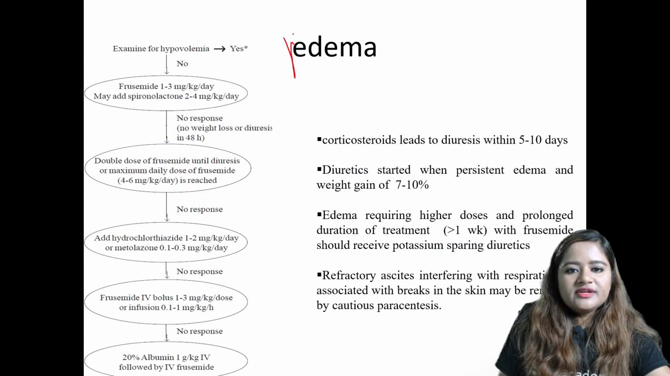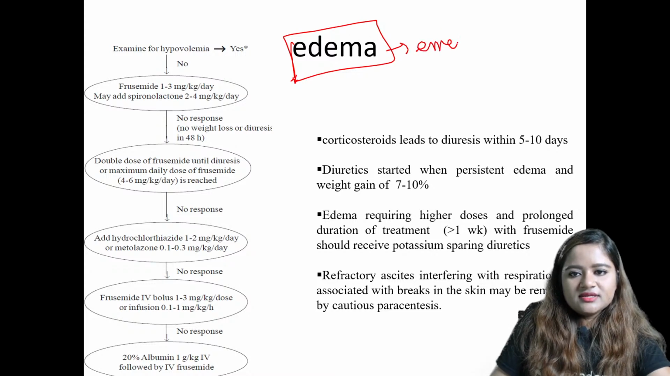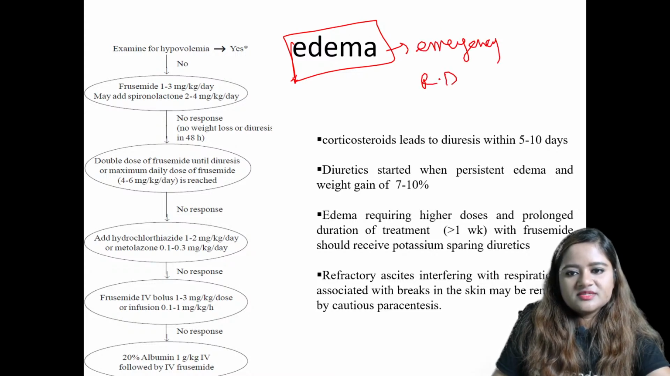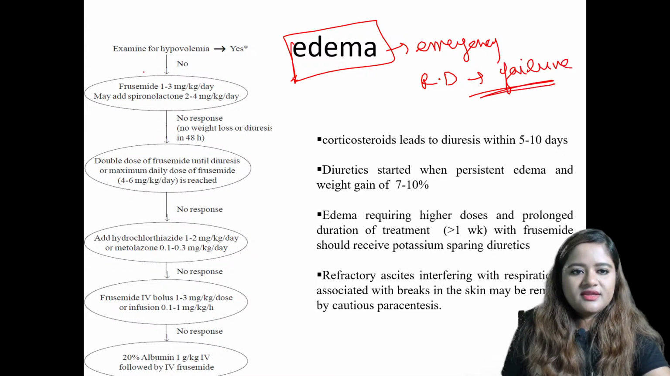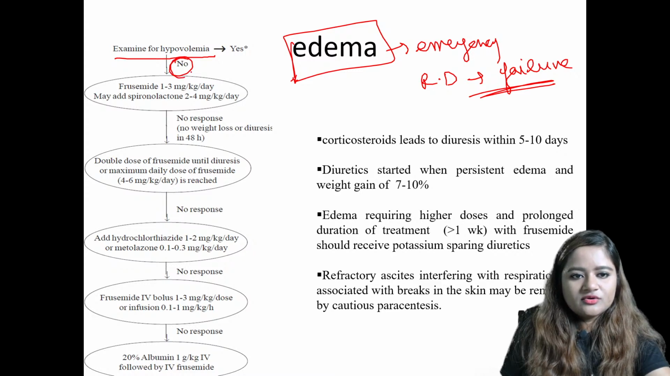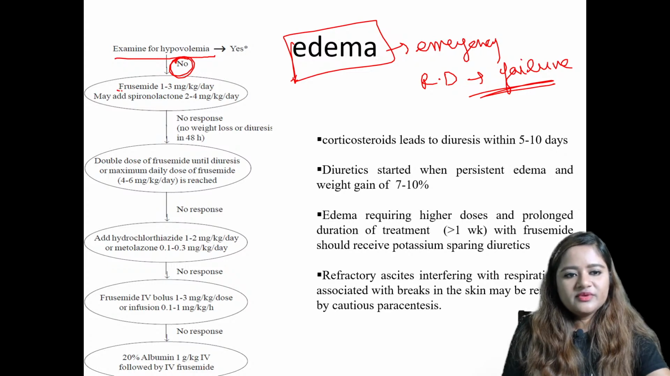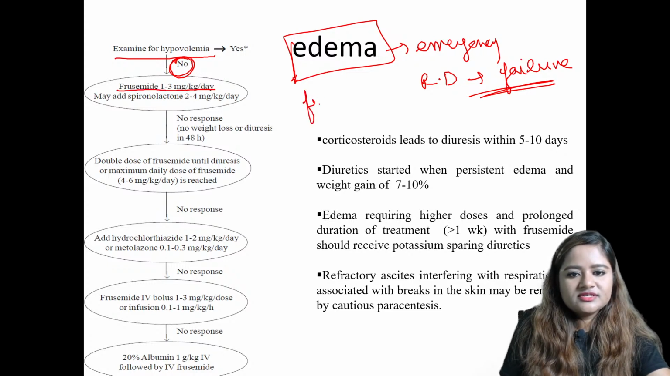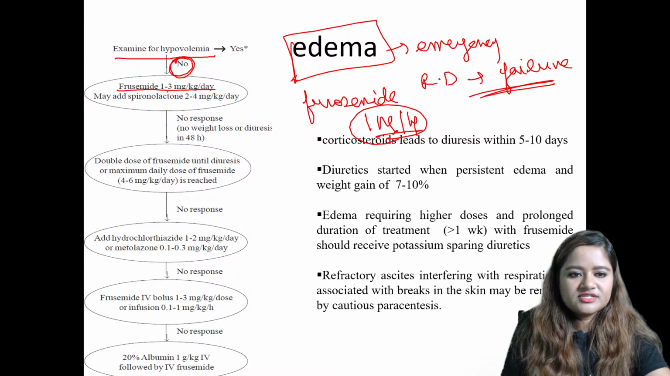Okay. Now, for edema, it is very important to treat the edema because it can be an emergency. It can lead to sudden onset respiratory distress and failure as well. So, you need to treat edema aggressively. Once you treat the patient, you see whether the patient has hypovolemia. If not, that means the edema is not going to respond because of hypovolemia, so you have to treat the edema. For treatment, we give furosemide. What is the dose of furosemide? We give it in the form of Lasix injection. It is 1 mg per kg. You have to give furosemide at 1 mg per kg.